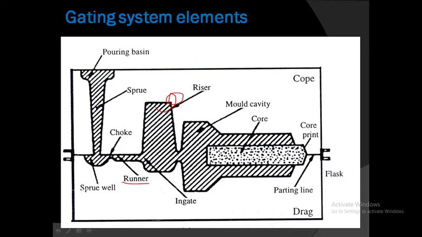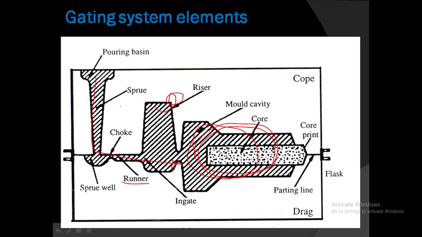And if we see the functions of the gating system, or the purpose of the gating system, it is nothing but to properly provide the liquid metal into the mold. What is the purpose? The purpose of the gating system is to deliver proper liquid metal into the mold. This is the purpose of the gating system.